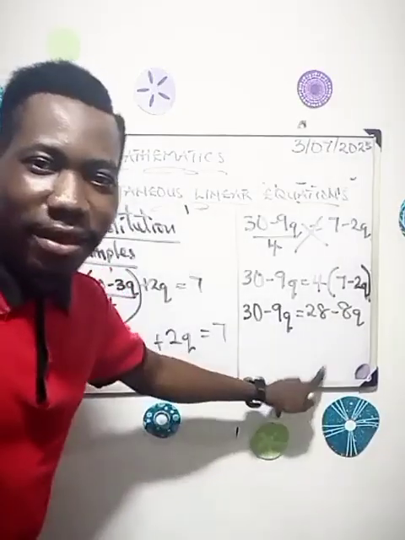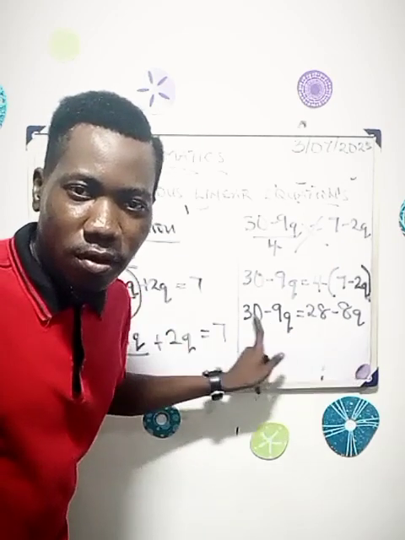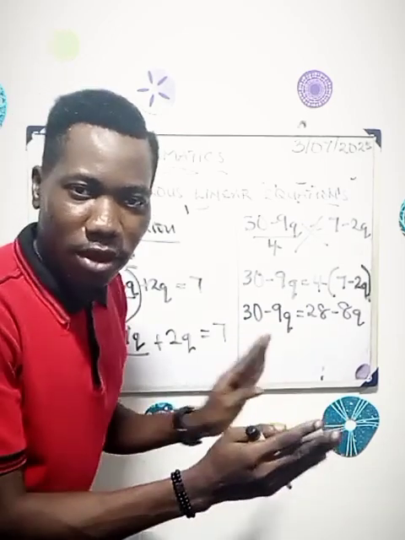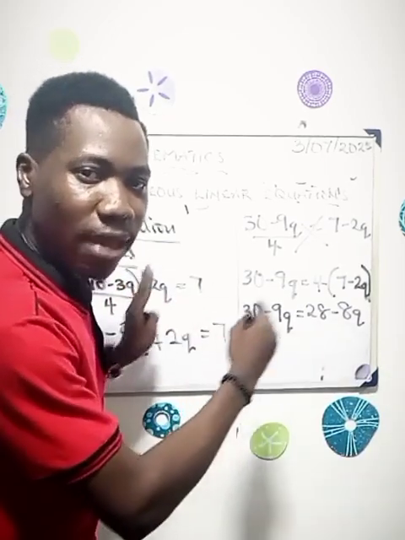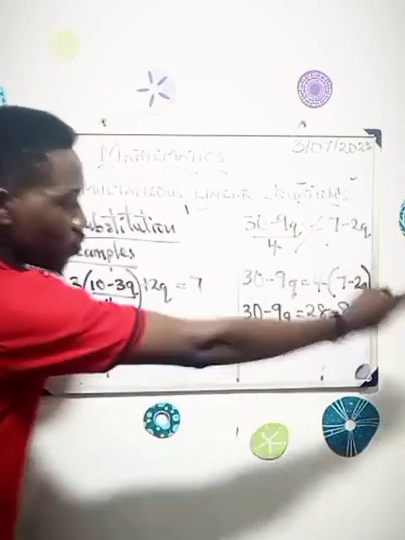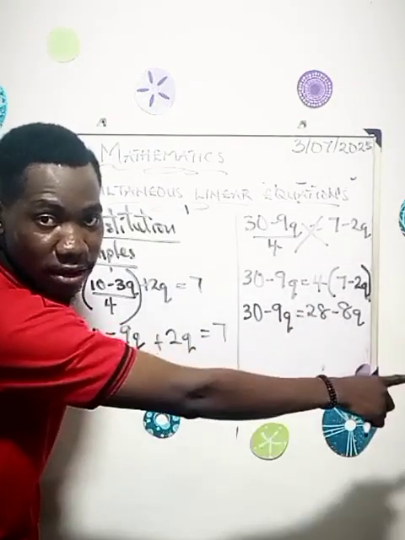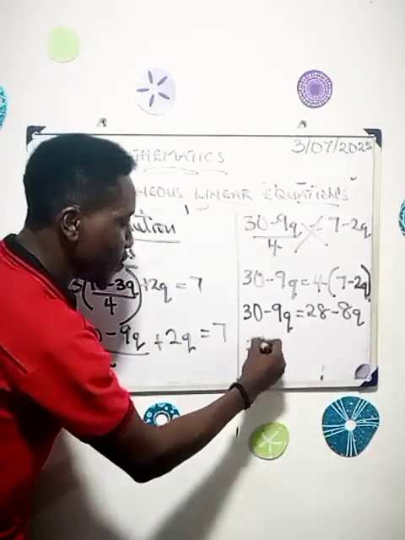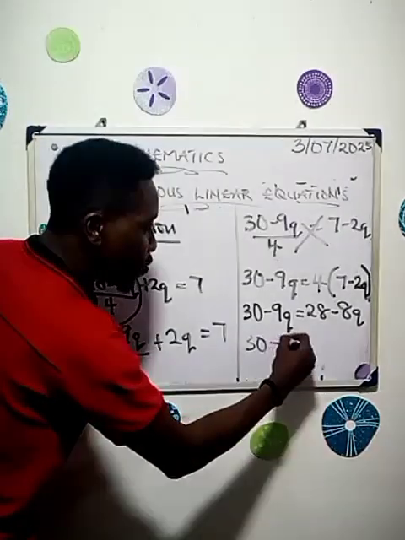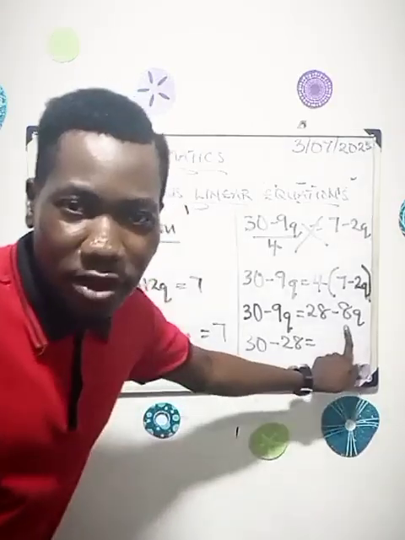Now what's the next thing? We're going to collect like terms. We have 9q, we have q. Where do we collect the q's? Should we collect the q's on the left hand side, or on the other side? Okay, let's collect the q's there and bring 28 over to 30. Take minus 9q over there. So we're going to have 30, then subtract 28, and on this side we have minus 8q.